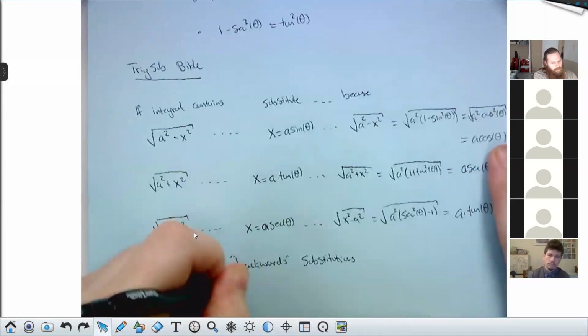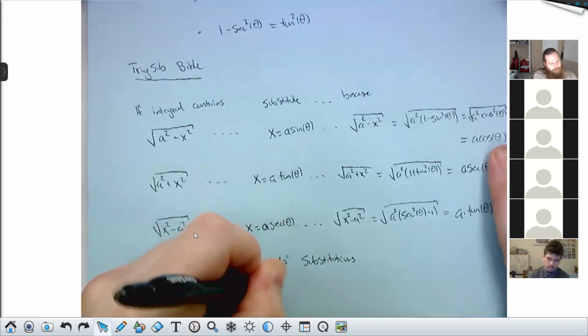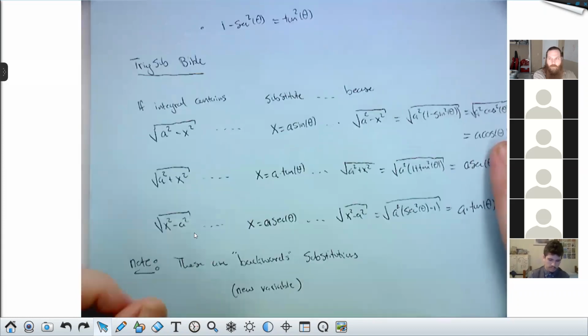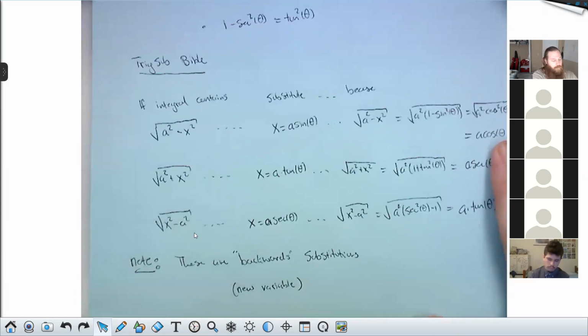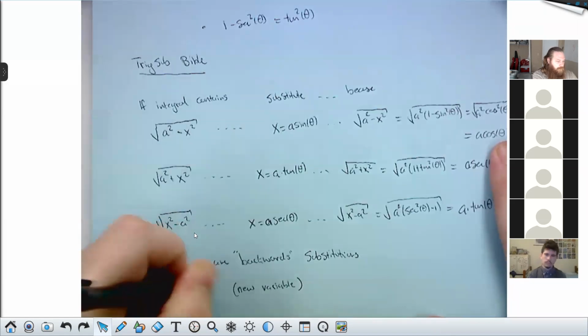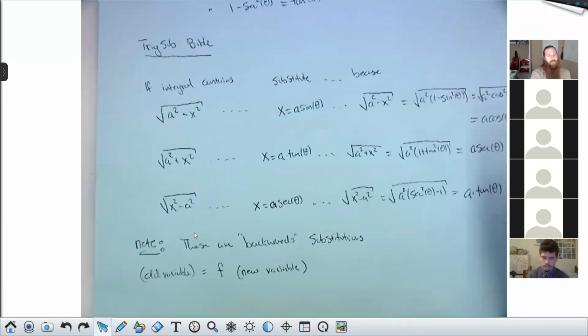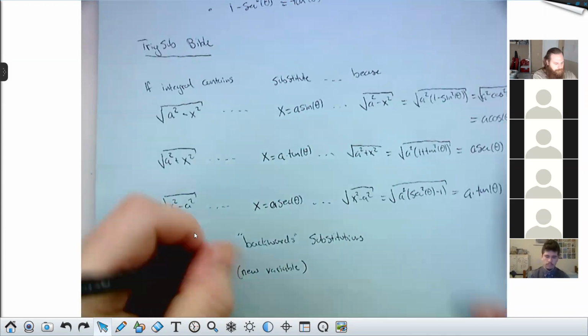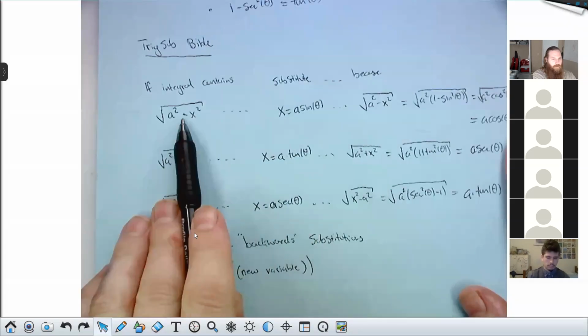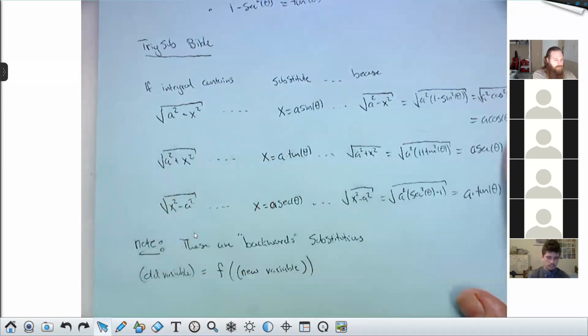In the sense that my new variable... normally when we make a substitution, it's like new variable equals f of old variable. But now it's old variable is equal to some function of my new variable, right? X is the original variable, and theta is the new variable. It's trapped on the inside. This makes the differentials easier to work with. That's one of the big advantages here.